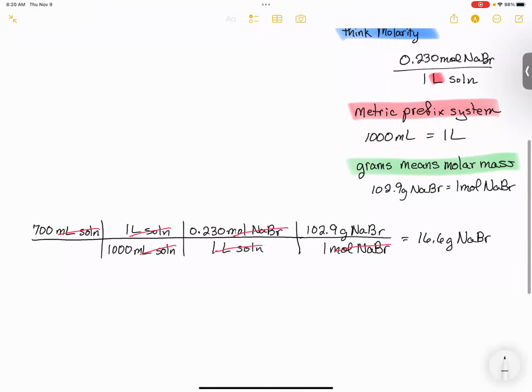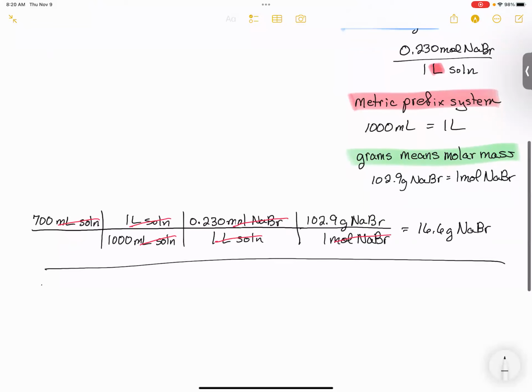Let's look at another example. Now I'm going to have to make one up. What volume of 0.380 molar NaCl contains 28.650 grams NaCl?